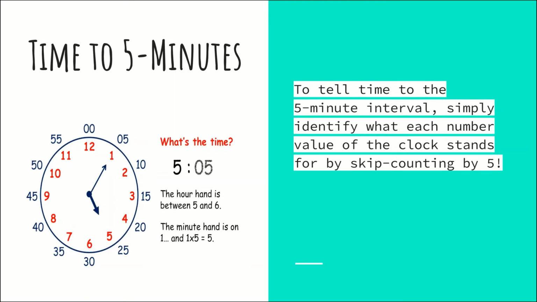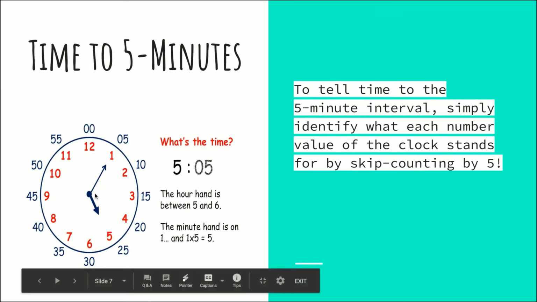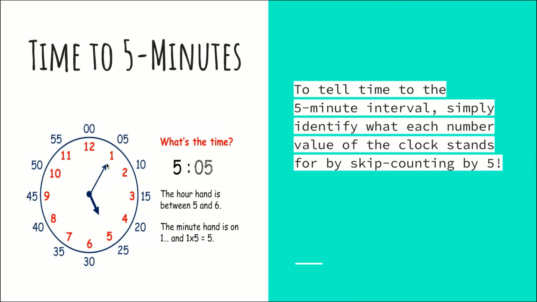So the time on this clock, for example, would be 5:05, okay? The hour hand is on the 5, and the minute hand is on the 1, which tells me 1 represents 5 minutes have passed.